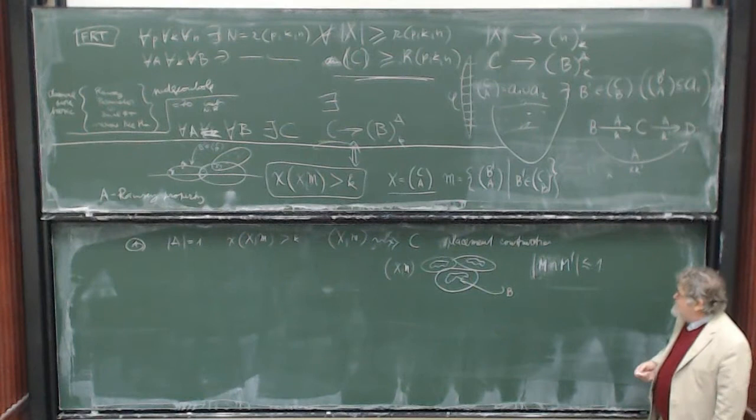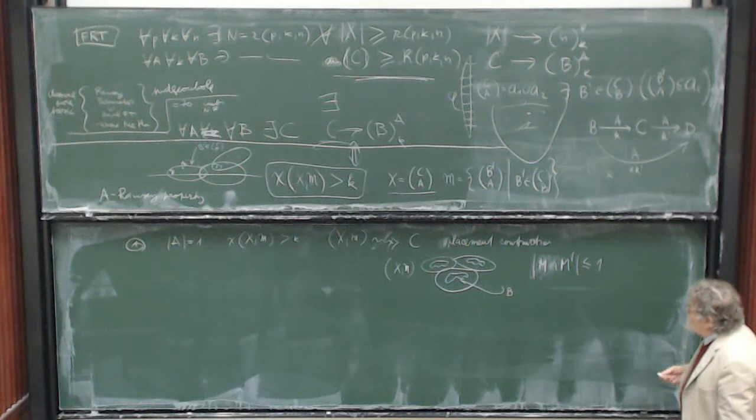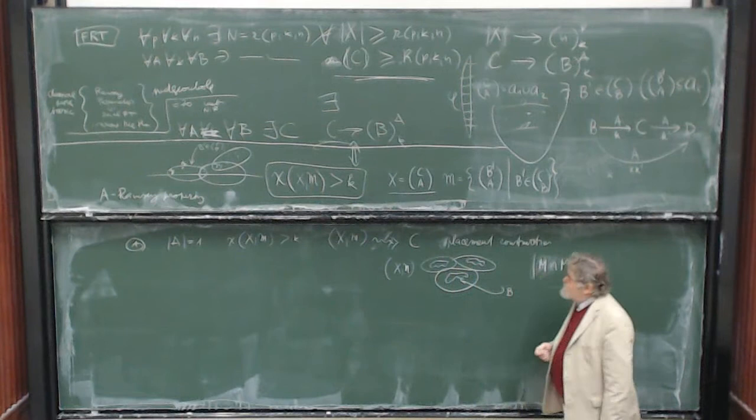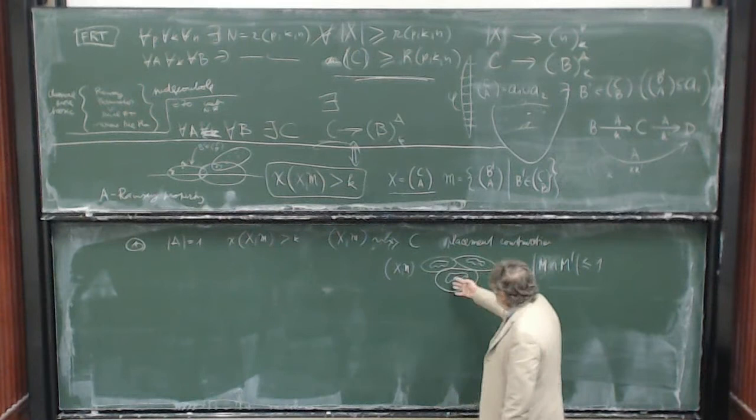And this trick, which is 40 years old, will prove to be very useful. People were proving even this case. This is sometimes called the Folkman theorem. They were proving it explicitly, in an elaborated construction. This construction is somehow easier.